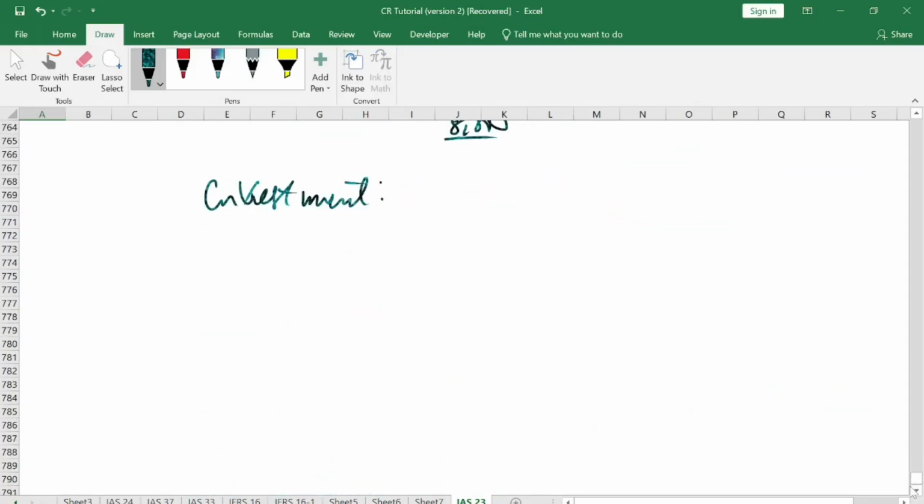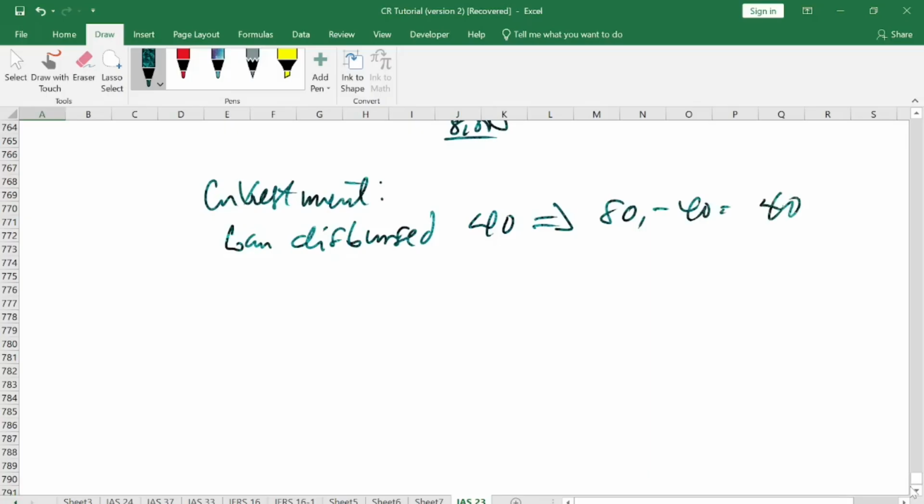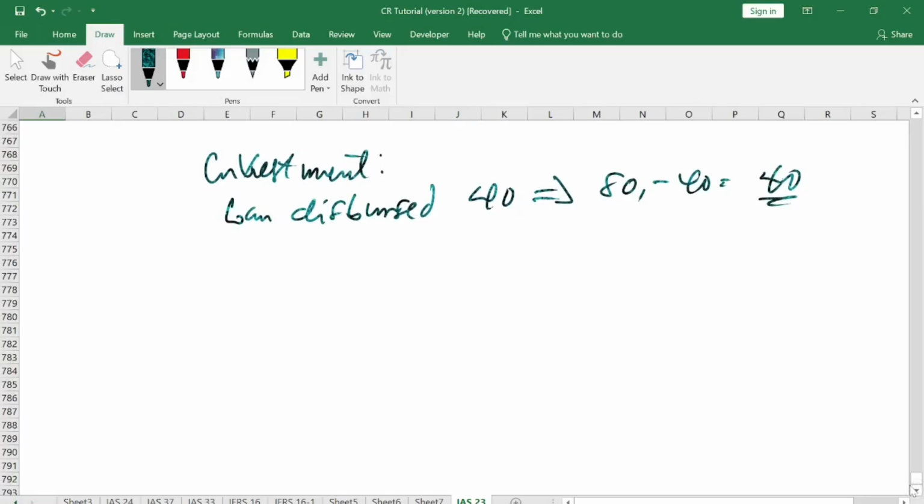So here, the total loan disbursed was what? The total loan was 80, and the disbursed was 40. So you have 40 remaining here. This 40 is what we call the invested amount. So when you invest it, how do you charge? The interest on this amount is going to be on 40 million, or 40,000.